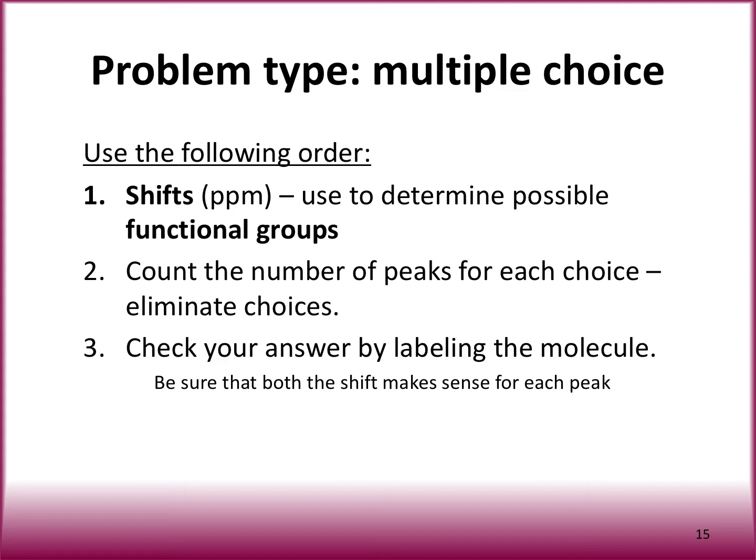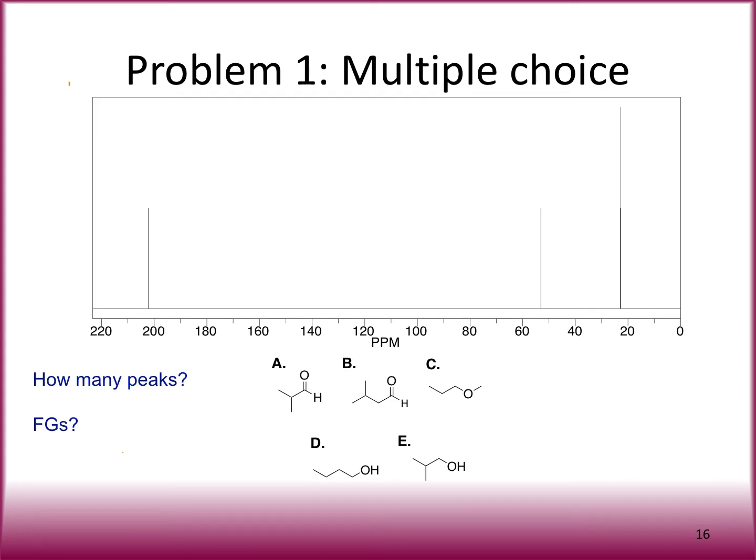Now, sometimes you might have two choices that have the same functional group and number of peaks, so you'll just want to make sure that the peaks that you see match where they should be shift-wise. So that's like a good double check if you've got something that's really close. Okay, so let's try. All right, so let's look at this example.